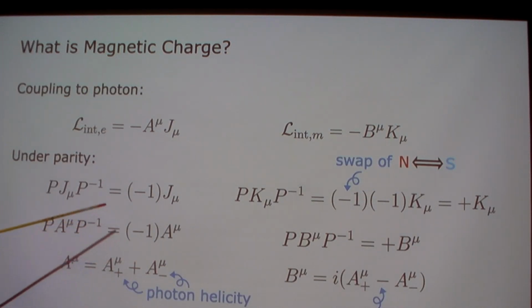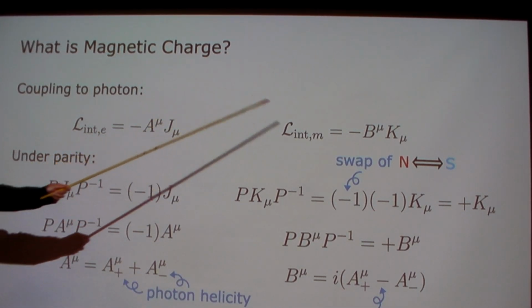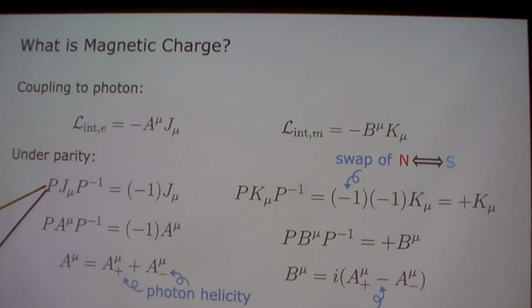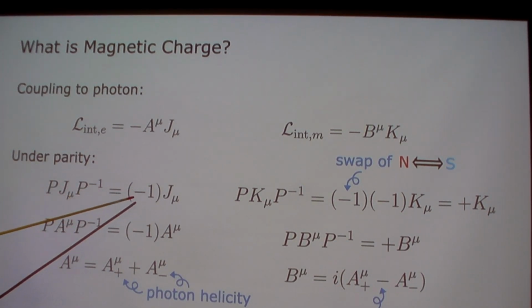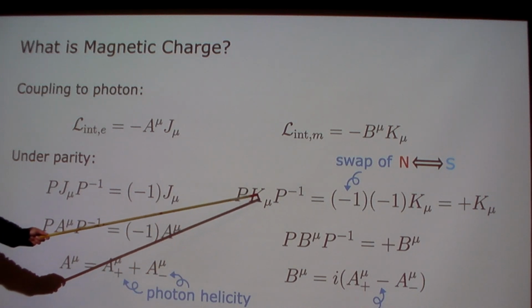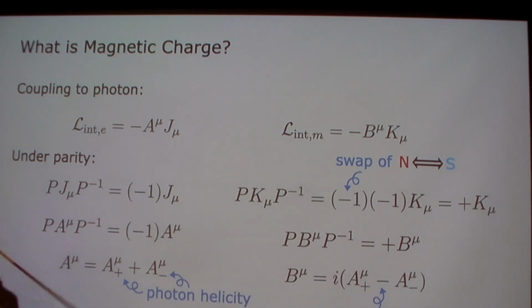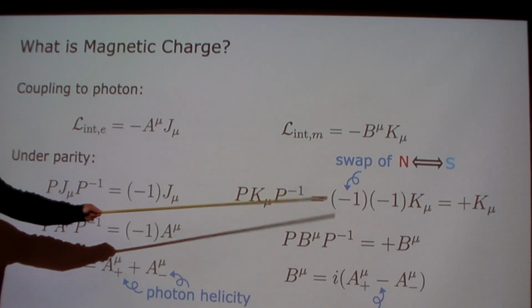When we want to look at the interaction Lagrangian, we know the electric and magnetic charge both interact with photon because they are electromagnetic interactions. But if they interact with photon in the same way, then there's no difference. So I know they must interact in a different way, which I just write as A and B. They are different. And exactly how they are different is that under parity, the electric current will get a minus sign, while the magnetic current will get an extra minus sign because the magnetic charge also gets swapped.